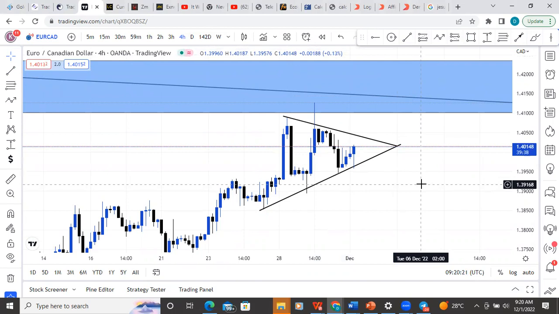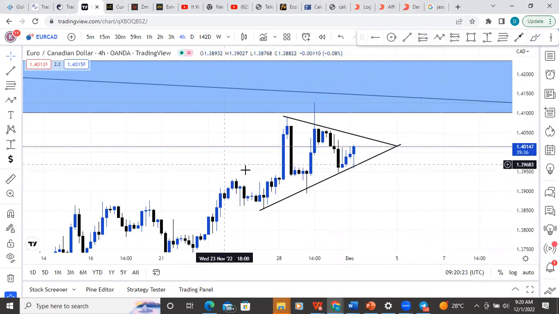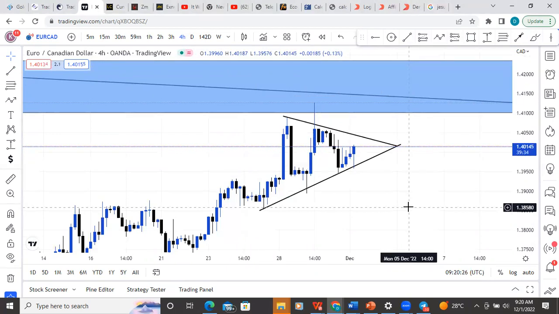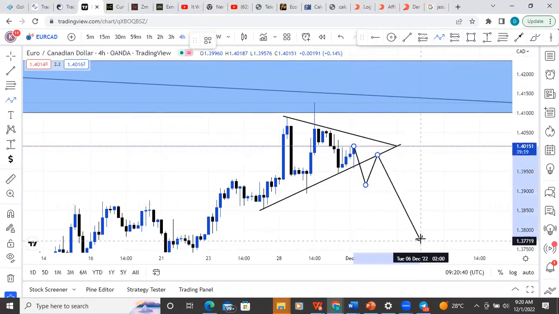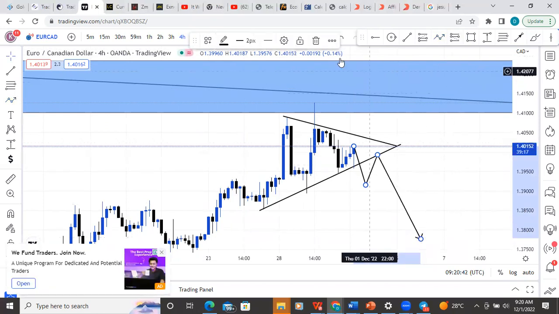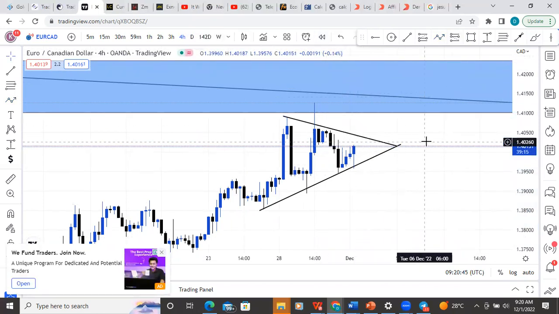Now, pennant, as we all know, falls under the bilateral category. Bilateral in the sense that you may not know where the break will happen to. You may not know where it will break to. But I will be expecting the break to happen at the down, and then I'll do a retest, and then I'm going to sell the market. Why will I be expecting a sell? Because the structure of the market is break and retest, and the trend of the market is bearish. So very, very simple analysis.